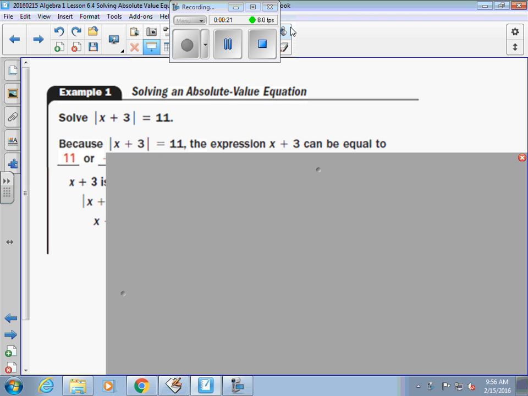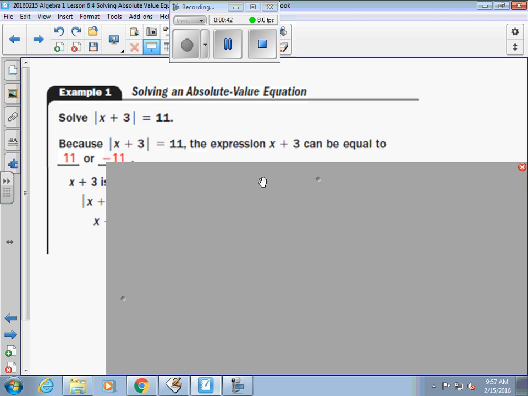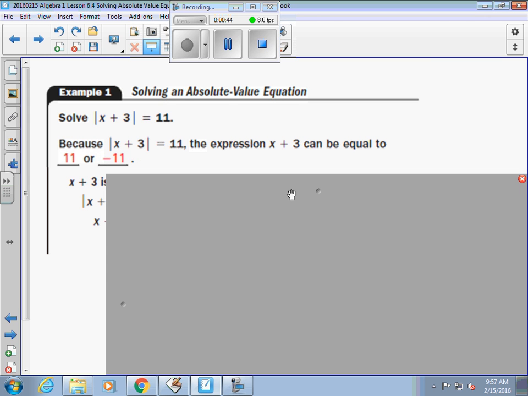Remember, absolute value talks about a distance from 0. So not just the right side of 0 where your positive numbers are, but also the same distance on the left side where your negative values are. So because the absolute value of x plus 3 is equal to 11, the expression x plus 3 can be equal to 11 or negative 11.